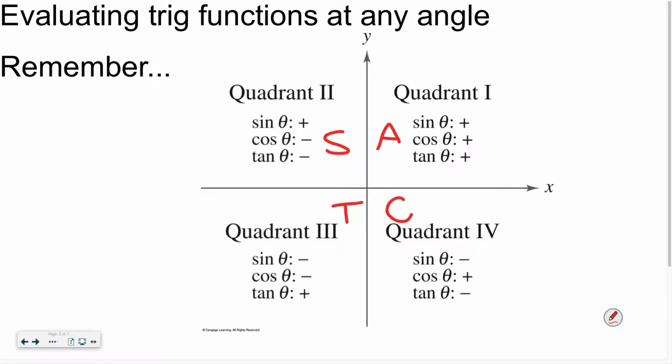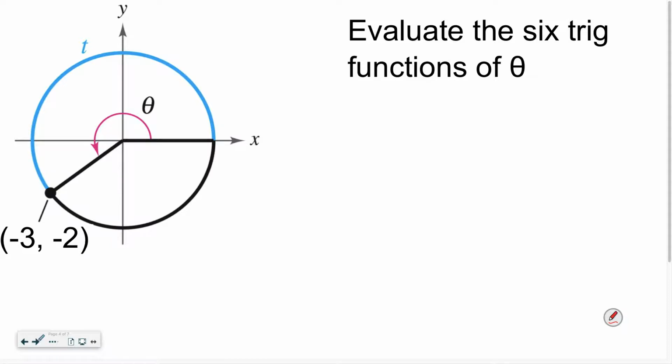If you need to make a little note in the margin of your work to remind yourself about this, I have no problem with that. Because we're going to get to problems like this. Evaluate the 6 trig functions when our angle goes through the coordinate -3, -2.